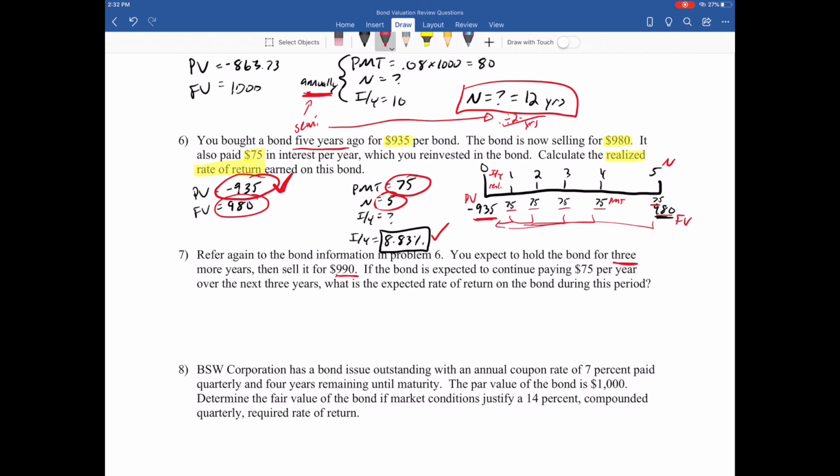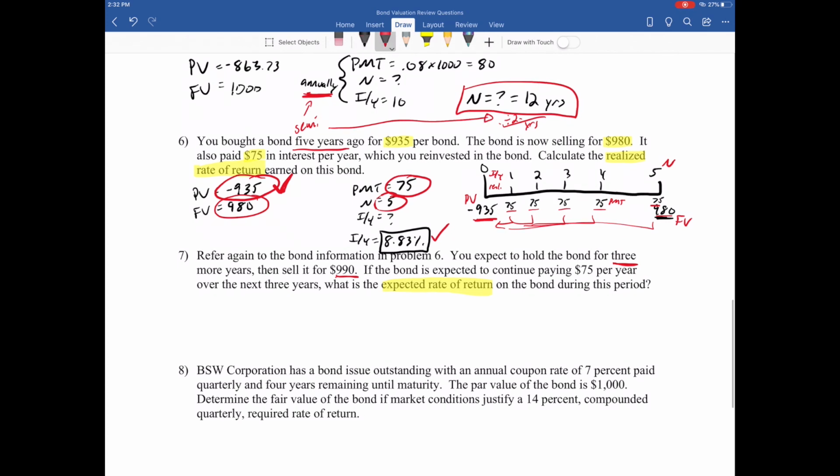And the bond is going to continue paying $75 per year over the next 3 years. And now they want to know, what is your expected rate of return? So your expected rate of return is the return that you expect to receive based on what the current price is. The current price today is $980 from the details from problem 6.